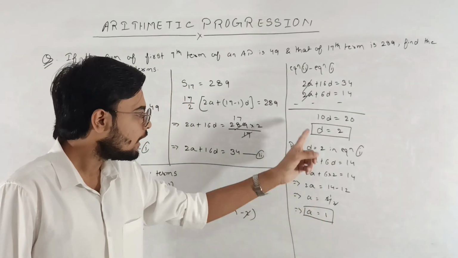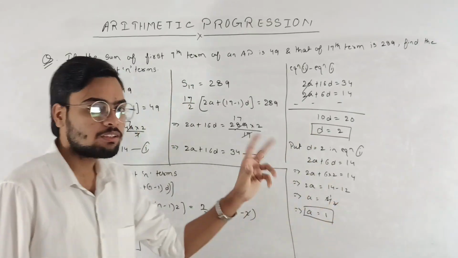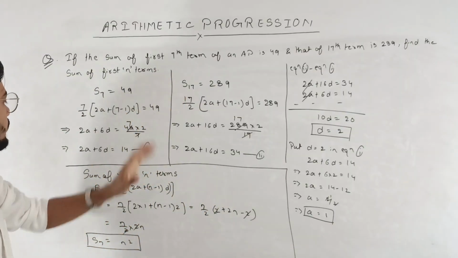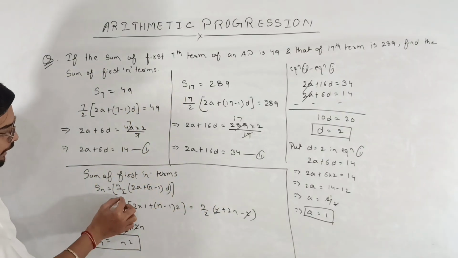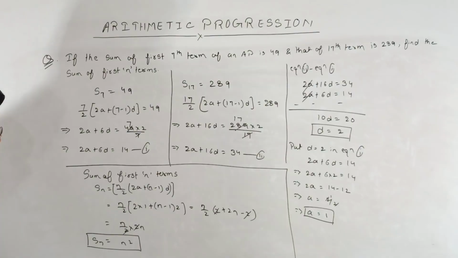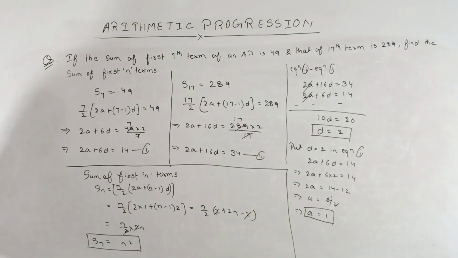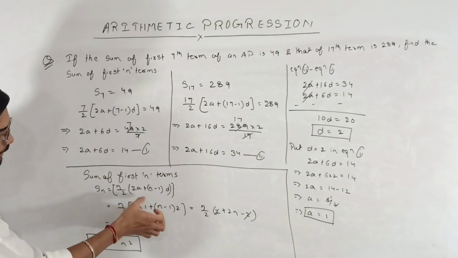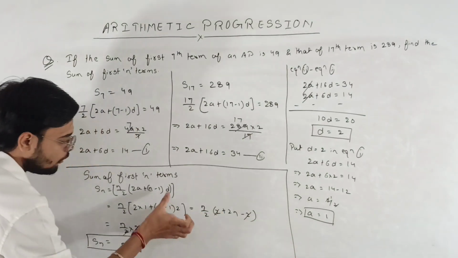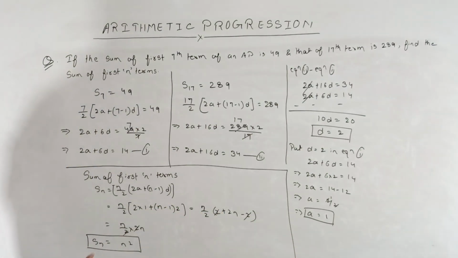Now I have a and d also, which is 1 and 2. Now the question is asking to find the sum of first n terms. So sum of first n terms is n upon 2, 2a plus n minus 1 into d. So here n is n. First n terms, which means n is n. So n upon 2, 2. In place of a, I add 1 because a is 1 and now d is 2. So I add 2. Now calculate this one.